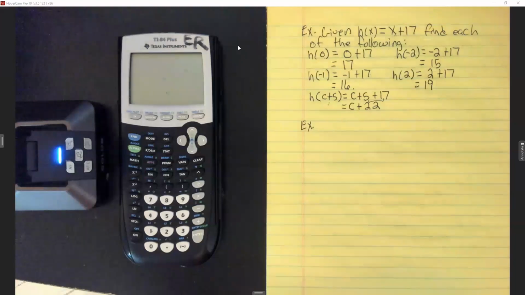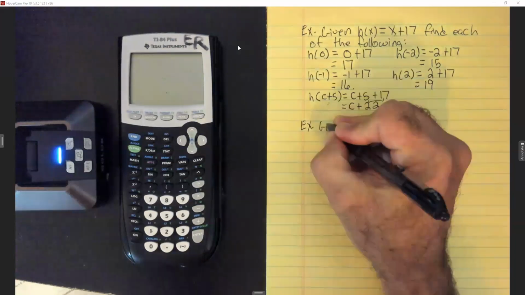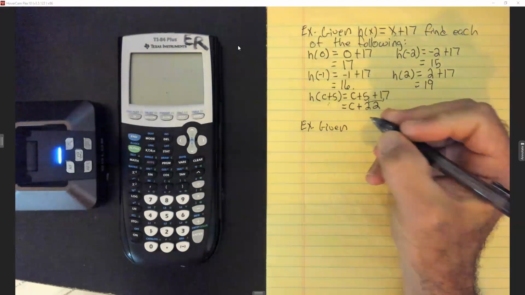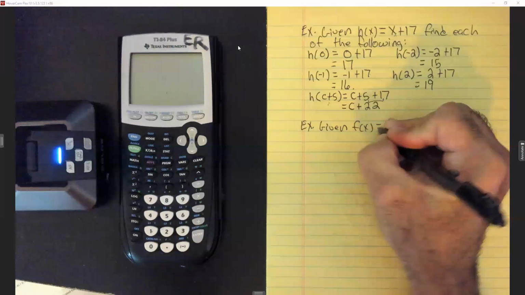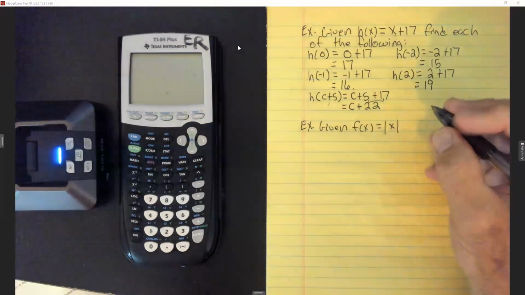All right, let me see. That's pretty easy, so I'm going to do this one. They're given f of x equals the absolute value of x plus 4. We're going to find each of the following.